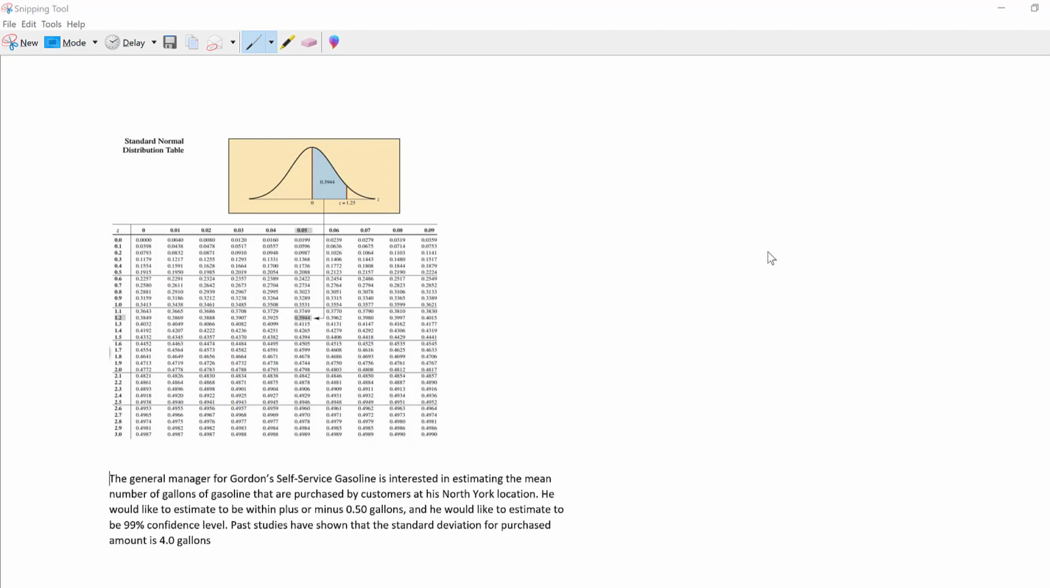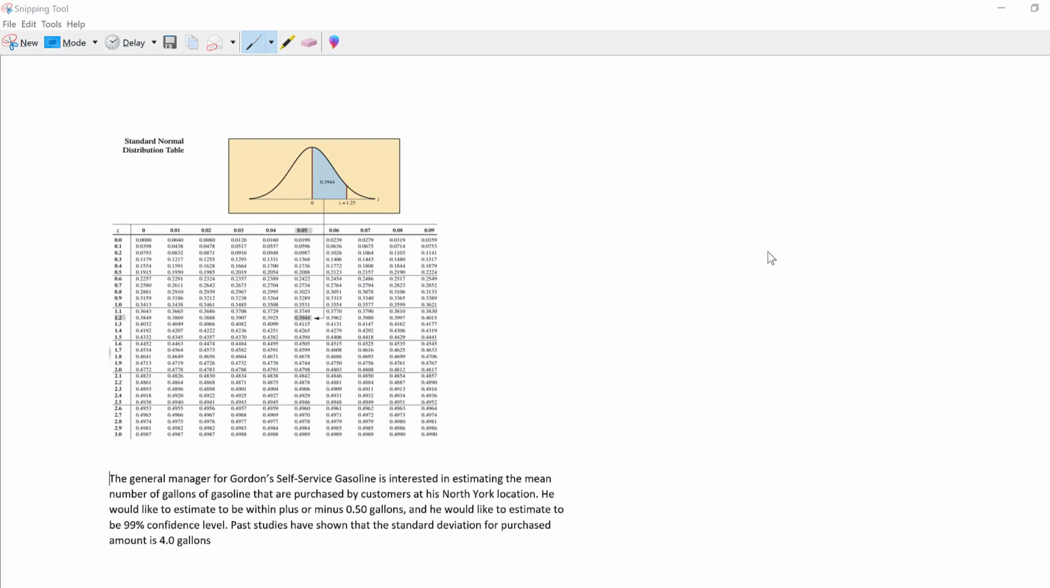The general manager for Gordon Self-Service Gasoline is interested in estimating the mean number of gallons of gasoline that are purchased by customers at his North York location. He would like to estimate to be within plus or minus 0.50 gallons, and he would like to estimate to be at a 99% confidence level. Past studies have shown that the standard deviation for purchase amount is 4 gallons.